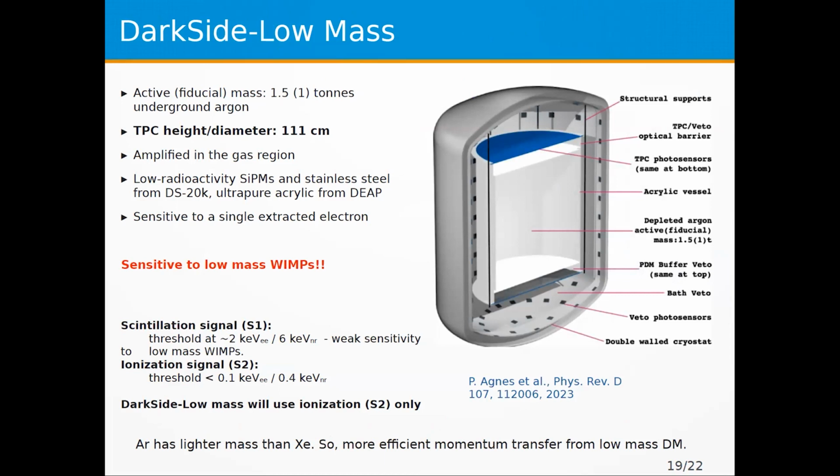As a final word, there is also a second detector that is going to be built by the DarkSide collaboration. It's called DarkSide Low Mass. It's very small, 1.5 tons of liquid argon, with a TPC about 1 meter in each size, more or less. This one is dedicated only to lower WIMP masses, below 10 GeV. And it will use only the ionization signal, so the S2 signal only, to have better sensitivity at lower masses.